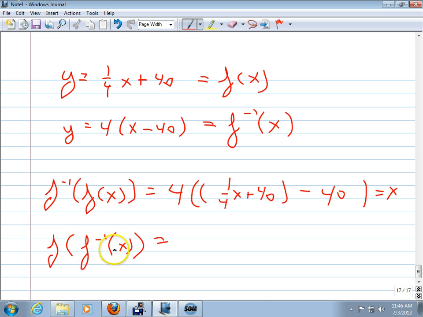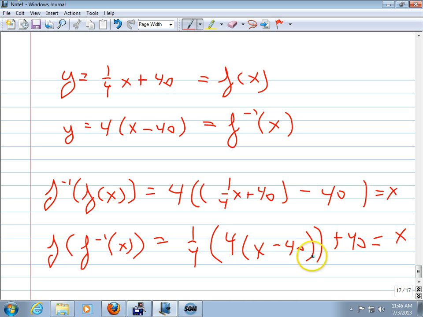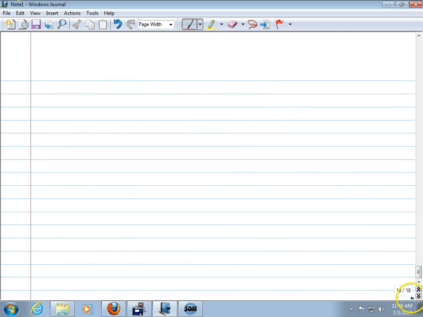Take f inverse, which is this guy, and plug it into f, which is this guy. So 1/4 the input plus 40, but the input is 4 times x minus 40. So the 4s cancel, they're gone. And the 40s cancel, and you're left with x. So this is how to define inverse functions.